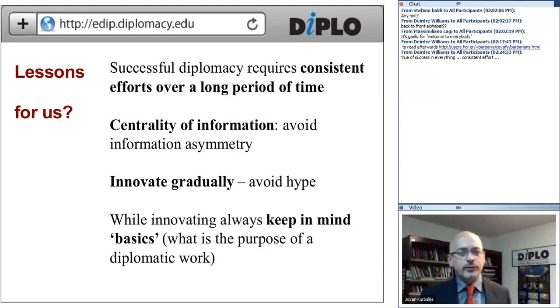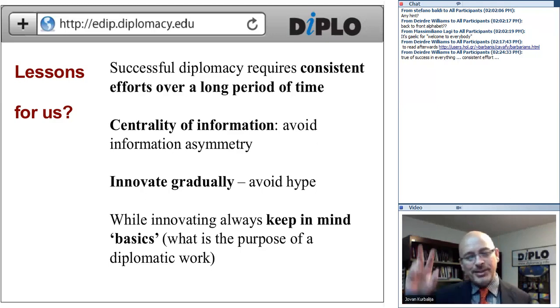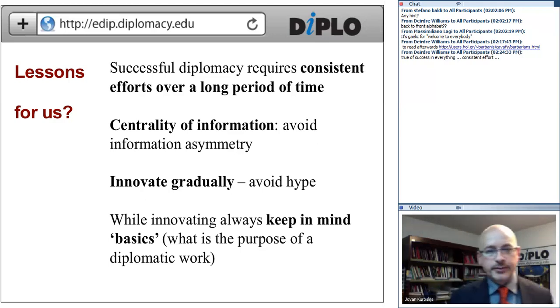The third point, and for me, besides time management, probably the most fascinating, is how they innovated. They innovated gradually. They tried new techniques, collected feedback, and then introduced them. It's fascinating how innovation management, to use today's terminology, was mastered by Byzantine rulers. We should learn from it, especially amid today's hype around e-diplomacy, social media, and other tools. While innovating, they always kept in mind the main purpose of diplomatic work. In their case, it was to maintain the Byzantine Empire. In spite of all odds and difficulties, they managed to do it over a very long period of time.